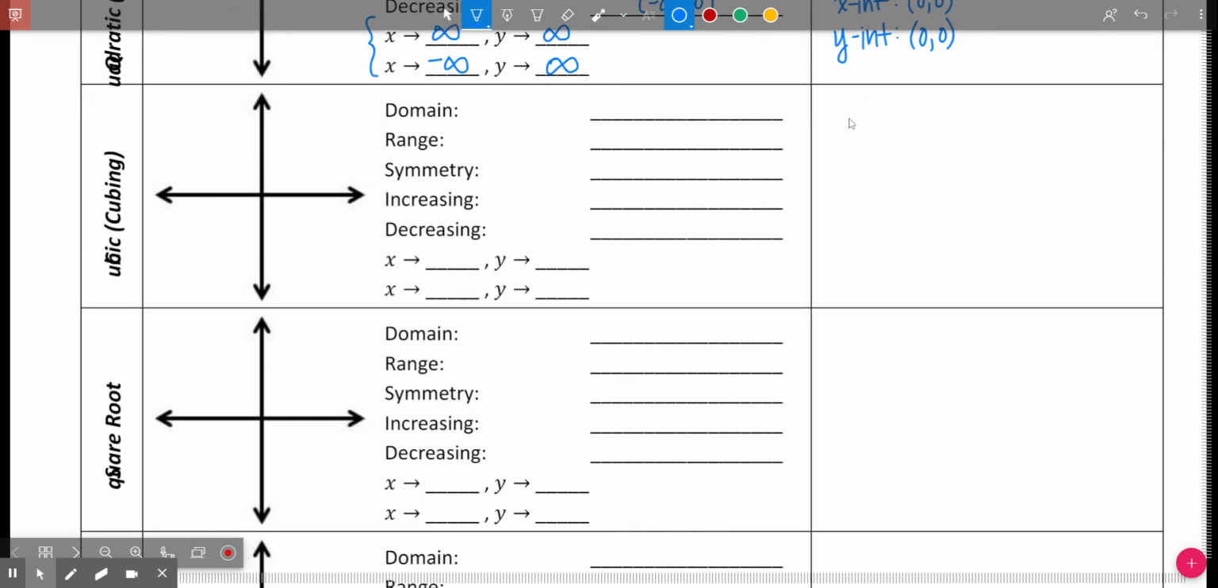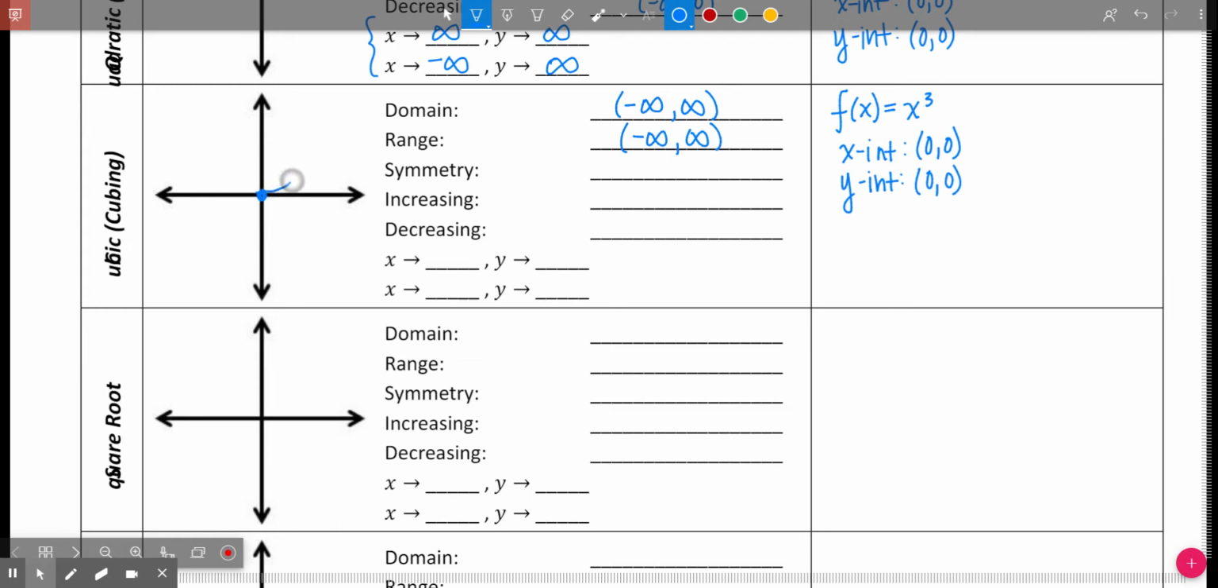For cubic functions, the equation of the parent cubic function is f of x is equal to x cubed. A cubic function doesn't have a vertex. However, its x-intercept and y-intercept are the same as that of the quadratic parent function. It's at the origin. The domain of a cubic function is infinite, but unlike that of a quadratic function, the range is also infinite.